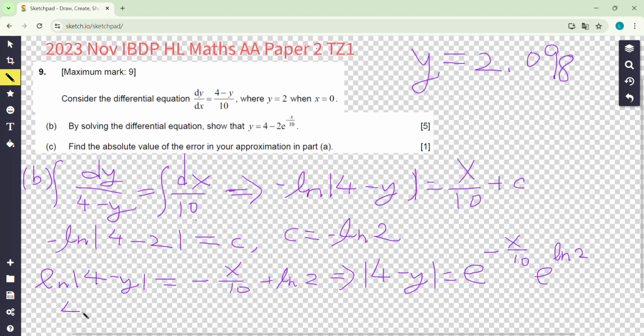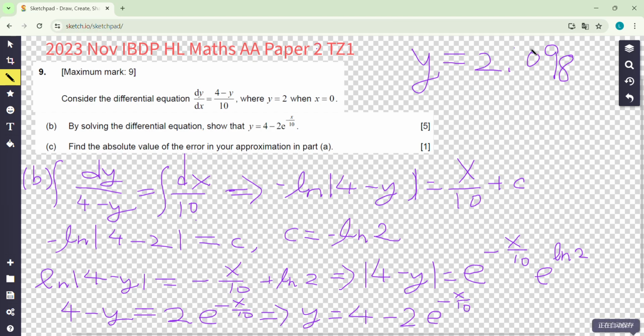So 4 minus y equals 2e to the power x over 10. And change the subject to y. And you get the result. The answer for B. Well done. So don't stop here, don't stop here.